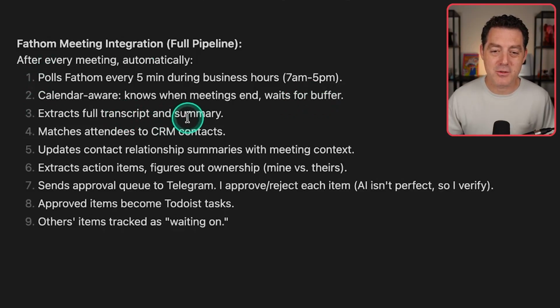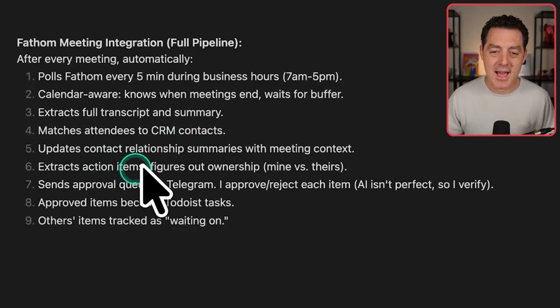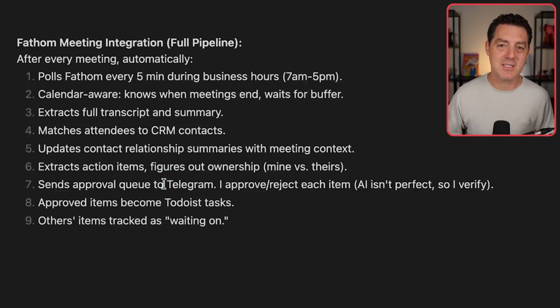It extracts the full transcript and summary, matches it to CRM contacts, updates the contact relationship, extracts action items, and sends approvals. So not all action items it extracts are perfect. It sends it to me and asks me for approval. And the cool thing is it will actually learn. If I say, no, that wasn't actually an action item for me, it will learn about it and update itself to have a better filter next time.